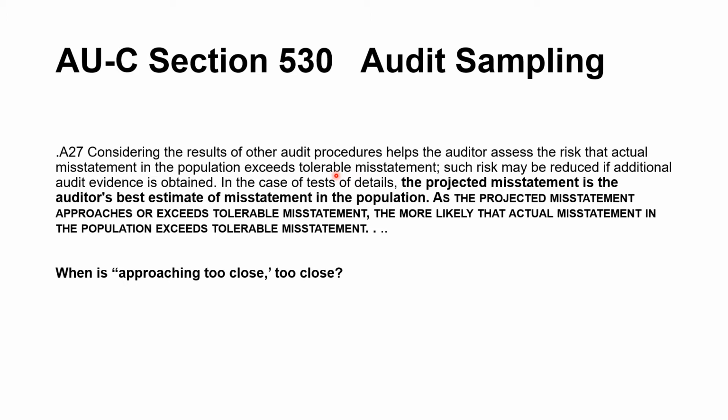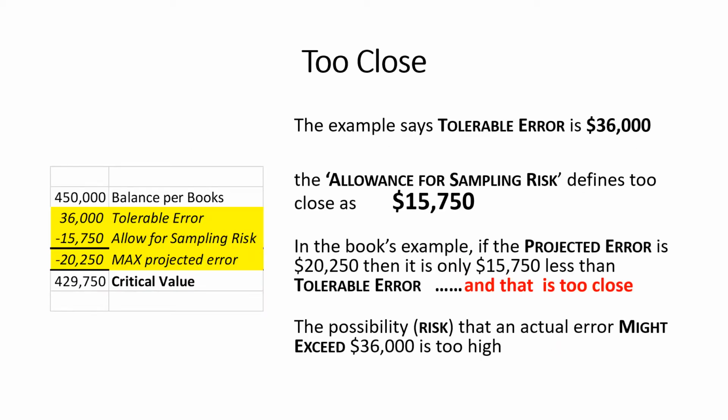So we take a sample, we have to project our sample results to the population. If our sample projects an error, then if that projected error approaches tolerable misstatement, it becomes more likely that the actual misstatement in the population exceeds tolerable misstatement. We're saying, when is it approaching too close? Okay, so that's what we have to figure out here.